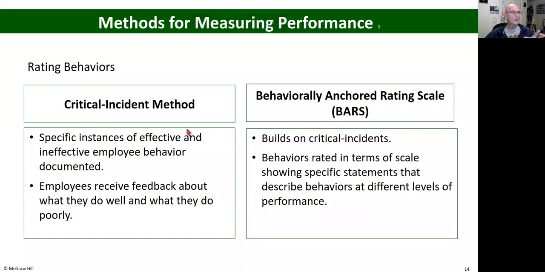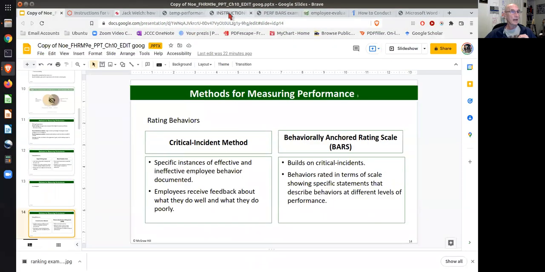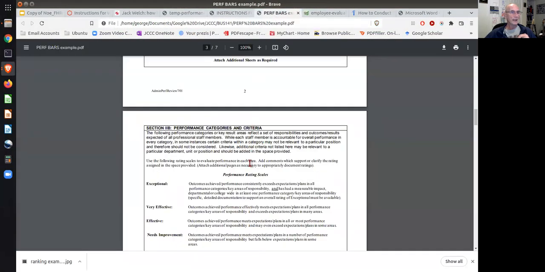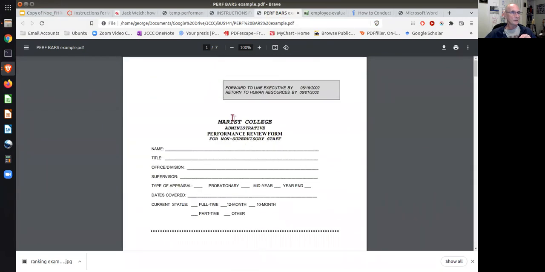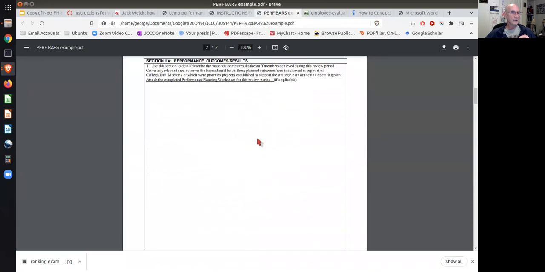So that's an example of the graphic rating scale. Then you have more of a critical incident and BARS method, particularly BARS. BARS is the behaviorally anchored rating system, where you're basically saying, okay, here are the behaviors that are necessary in the job, and here's how we define whether you did those things well or not. So for example, here is an example of a BARS situation. This is actually coming from Marist College. All right. Some of their administrative folks.